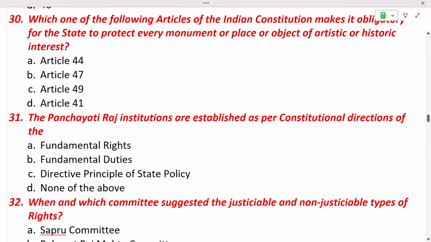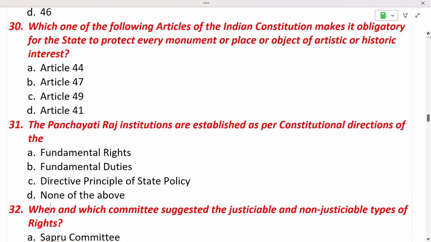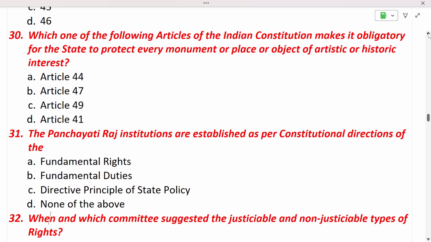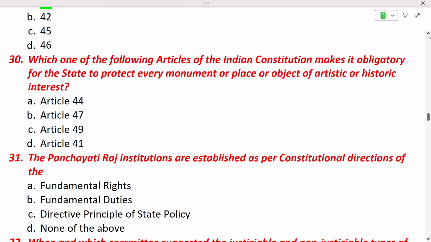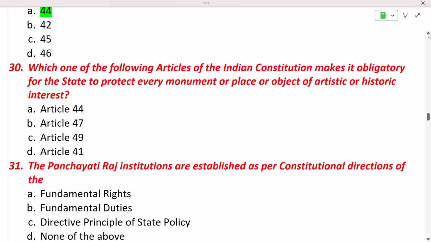Question number 30. Which of the following articles of the Indian Constitution makes it obligatory for the state to protect every monument or place or object of artistic or historic interest? Option A, Article 44. Option B, Article 47. Option C, Article 49. Option D, Article 41. So the answer is C, that is Article 49.